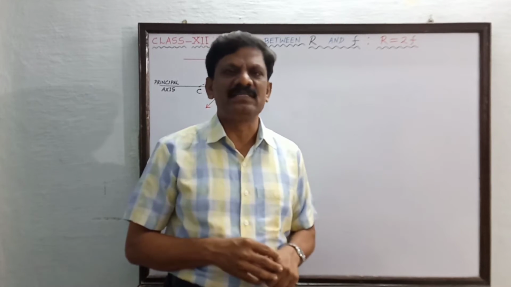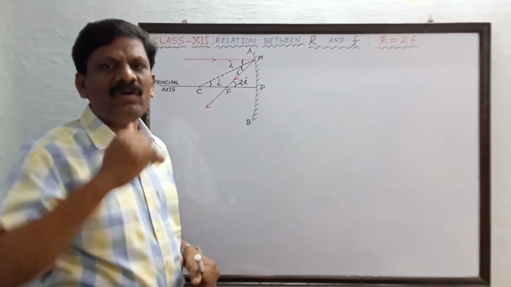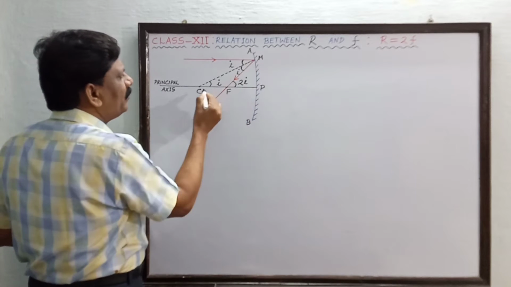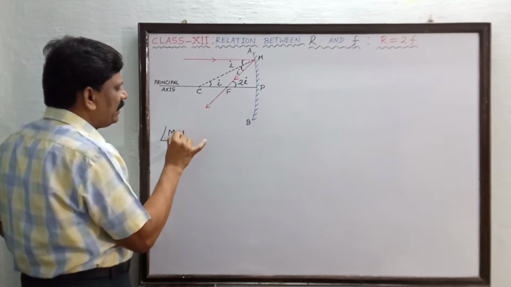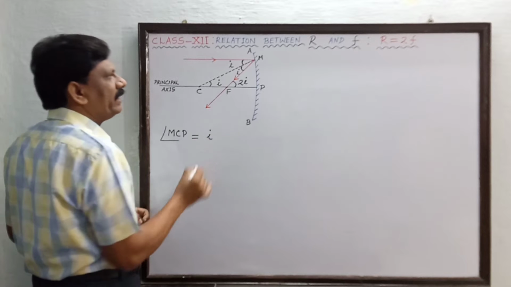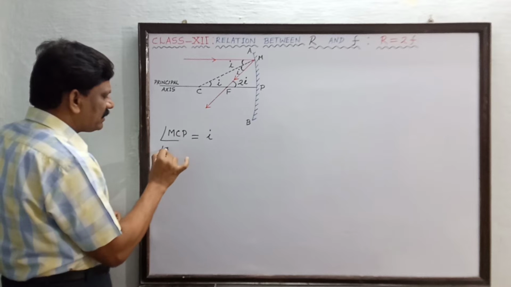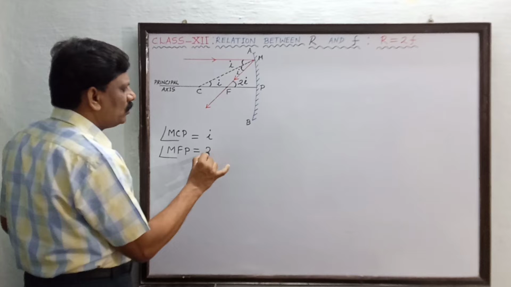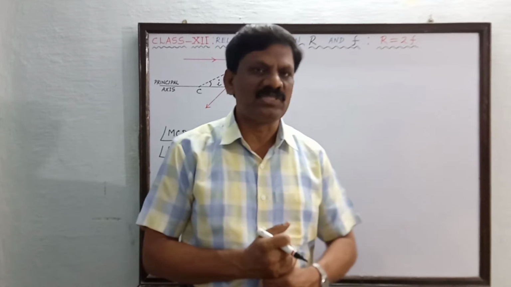So here 50% of the derivation is in understanding these two angles made on the principal axis. So now I am going to write this angle MCP. Okay, this angle MCP is equal to I and MFP is equal to 2I. So this angle MFP is equal to 2I. So this is the first point to be understood.